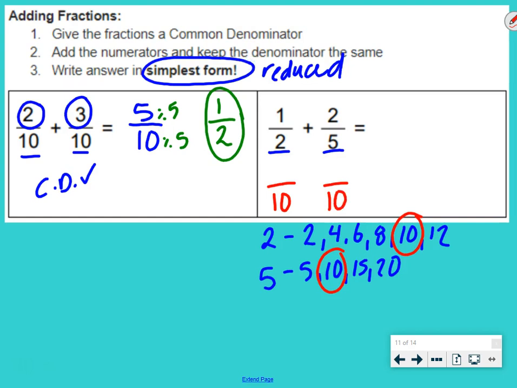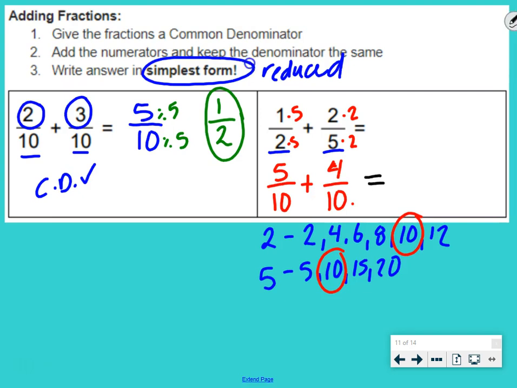So to change 2 to 10, we have to multiply by 5, which means we'll multiply both the top and bottom by 5. 1 times 5 is 5. 2 times 5 is 10. Bring down that plus sign. 2 over 5, to make 5 turn into 10, we'd have to times it by 2. So it means we have to multiply the top by 2 and the bottom by 2. So 2 times 2 is 4. 5 times 2 is 10. So now we have 5/10 plus 4/10.